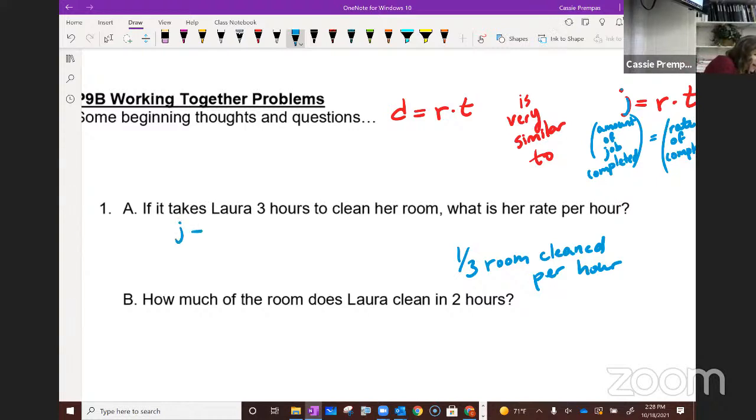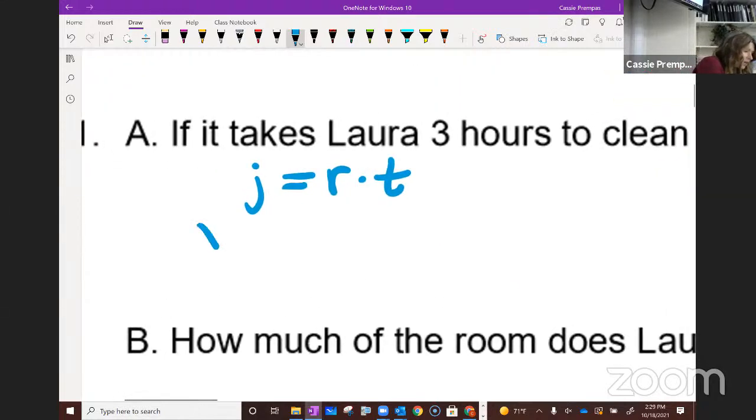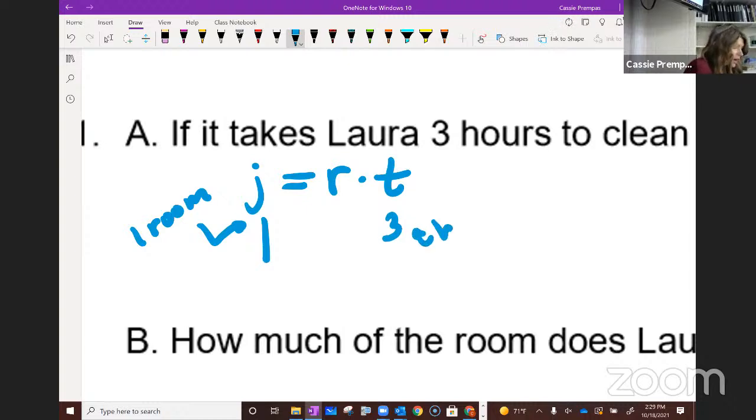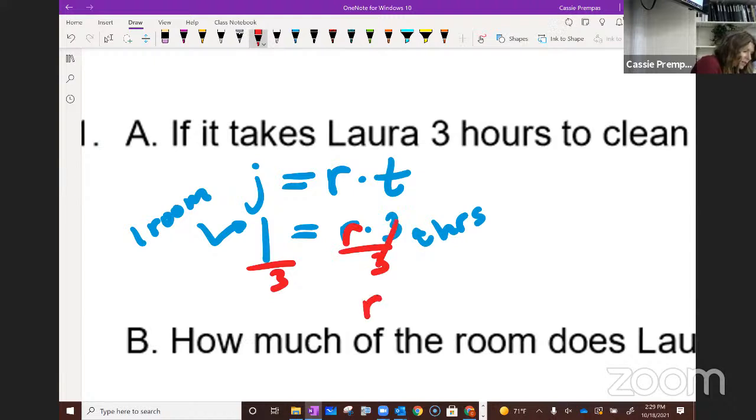Now, some people were using the equation. They said the amount of job that Laura can do is going to equal her rate times the time. Here's how we would use the equation to solve for the rate. The job that she's completing is one job. She's doing one room. She can do one room in 3 hours, so that would be her time. So if I'm solving for rate, I would say 1 is equal to rate times 3. And then if I'm solving for R, what would I divide this equation by? 3. Divide by 3, divide by 3. And I would see that the rate is equal to 1/3 of a room per hour. Notice we took a room and divided it by hours, so it's room per hour.